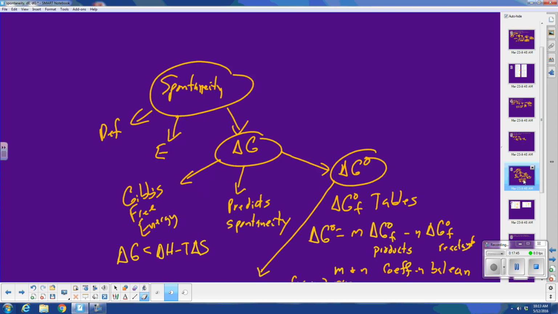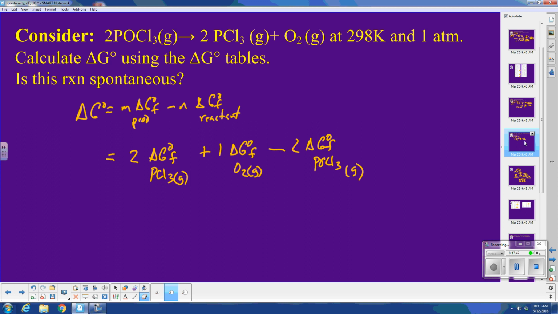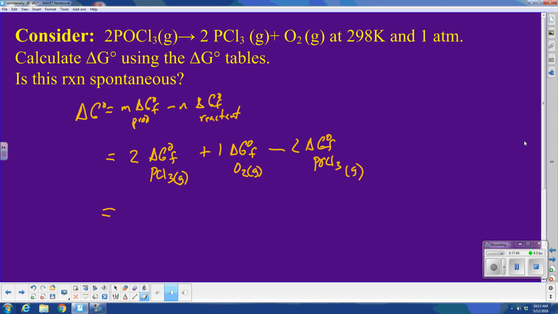So we come back up here. Sorry, come back up here. And let's lay in some numbers. I need 2 times my PCl3 gas, which was a negative 269.6. By the way, that's in kilojoules per mole. Plus 1 times the delta G of formation of oxygen, so 1 times 0, minus 2 times my negative 502.5 kilojoules per mole. Good.